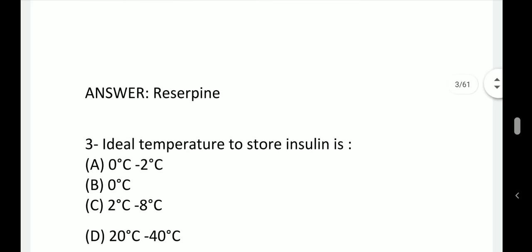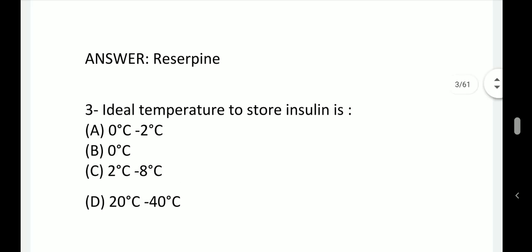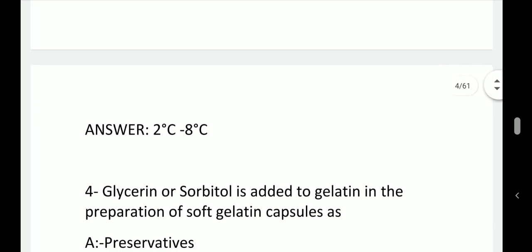Question number 3. Ideal temperature to store insulin is option A 0 degrees Celsius to 2 degrees Celsius, option B 0 degrees Celsius, option C 2 degrees Celsius to 8 degrees Celsius, option D 20 degrees Celsius to 40 degrees Celsius. Answer is 2 degrees Celsius to 8 degrees Celsius. That is option C is the correct answer.